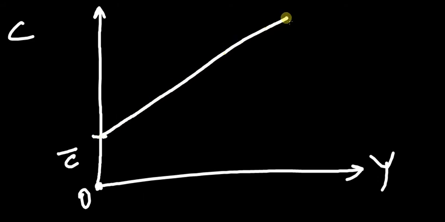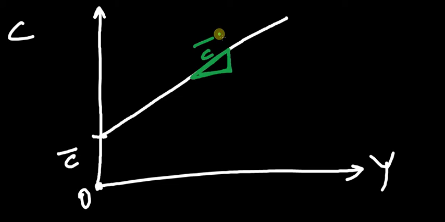Now let's construct this function. This is income and this is consumption. When income is 0, consumption is C bar. Then when income increases, consumption also increases, and the slope, that is perpendicular by base, is small c. So this is the consumption function that we have.